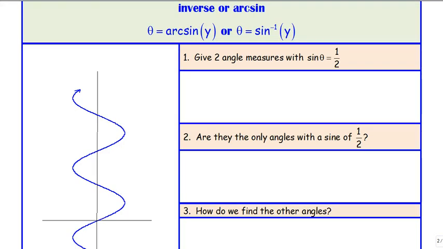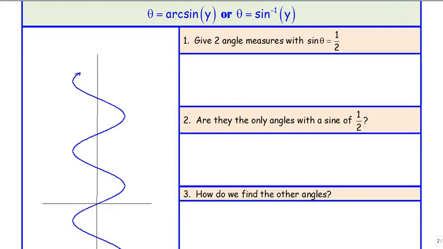Give two angle measures where sine of theta is 1/2. Well, that's a unit circle angle. You guys should be able to either remember, so when y is 1/2, that's barely moving up. 30 degrees is one of them, because 30 degrees sine is 1/2, cosine is √3/2. And then over here at the same reference angle, but this is an angle of 150. So 150 also has a sine of 1/2. That's just looking at the unit circle.